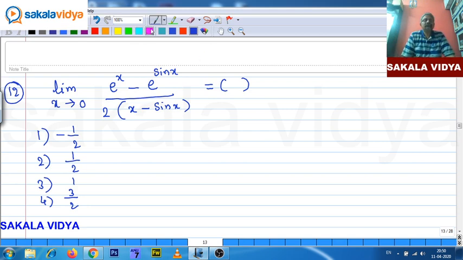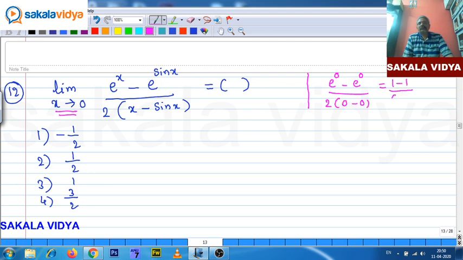So now limit x tends to 0, e power x minus e power sin x by 2 into x minus sin x. If you substitute the limit, e power 0 minus e power sin 0, also e power 0, 2 into 0 minus sin 0, 0. So 1 minus 1 by 0 minus 2 into 0, 0 by 0 form, indeterminate form. So you can apply here L'Hospital's rule, or directly also we can do, take e power sin x common. So directly we will get it now.